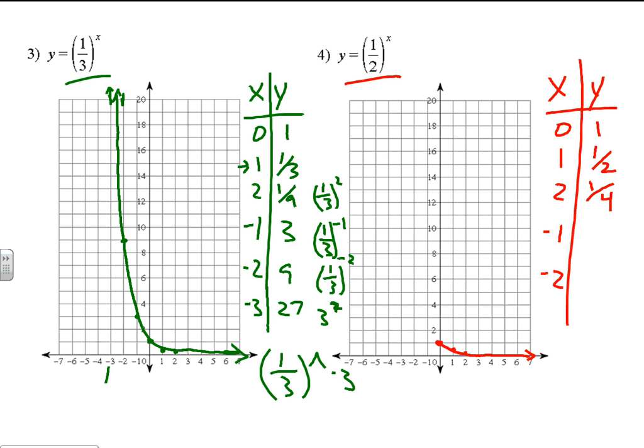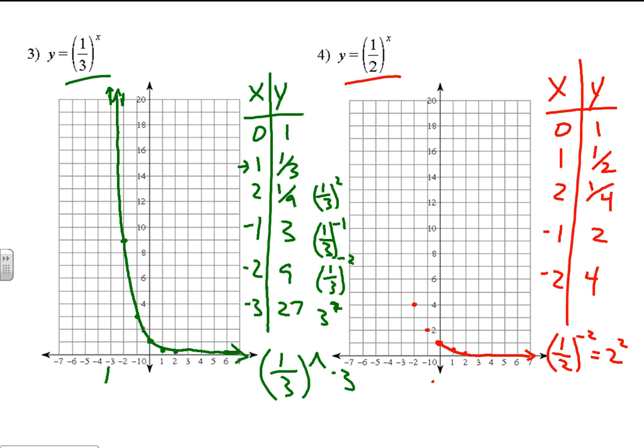When I put -1 in, 1/2 to the negative first, that flips the fraction. 2 to the positive first, 2. At -1, I'm up 2. When I put in -2, I get 1/2 to the negative second. That becomes plain old 2 to the second, 4. So at -2, I'm up 4.